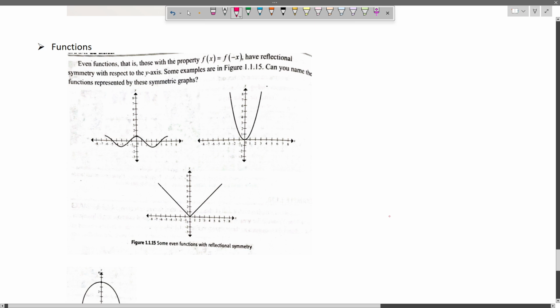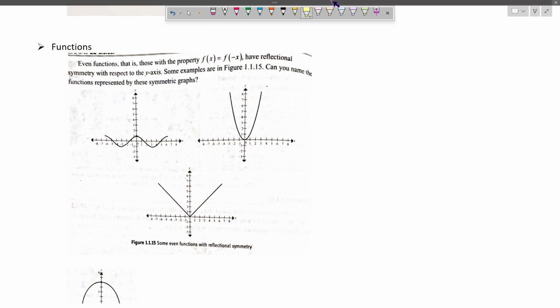Lastly, for functions, even for one specific type of function, which is what we call even functions. In case you have forgotten what even functions are, you can go back to grade 10 math for polynomials. So these are functions with a property f of x is equal to f of negative x. So that means it has a reflectional symmetry with respect to the y-axis. So if we use the y-axis as our axis of symmetry, they are going to form two mirror images.